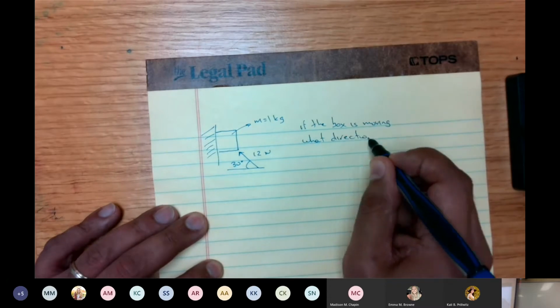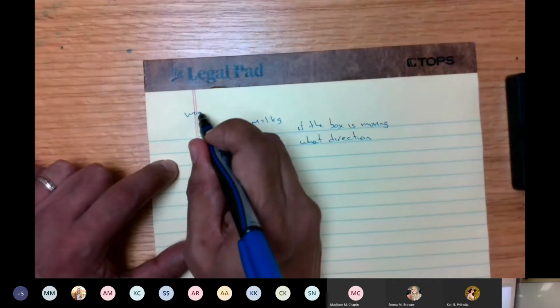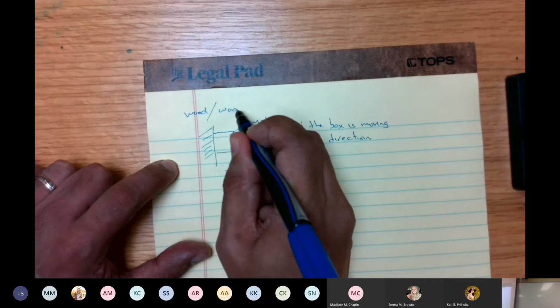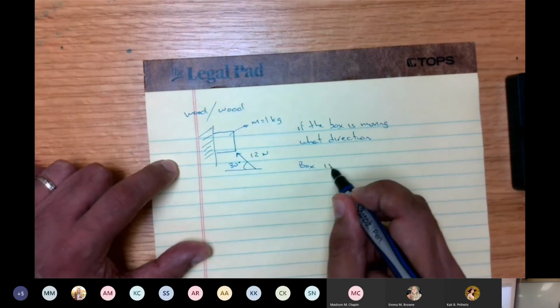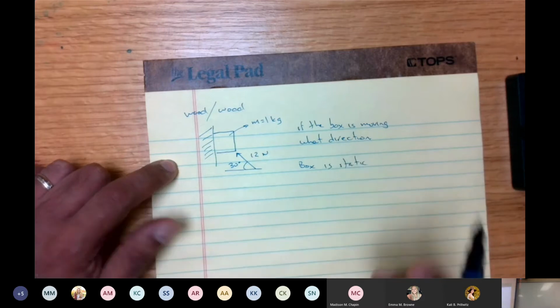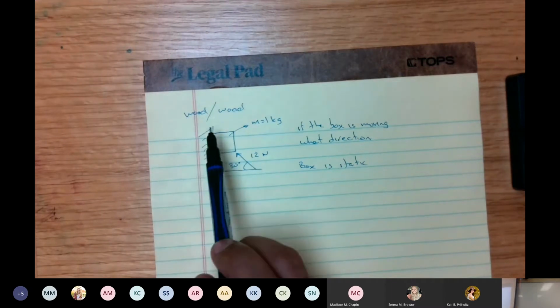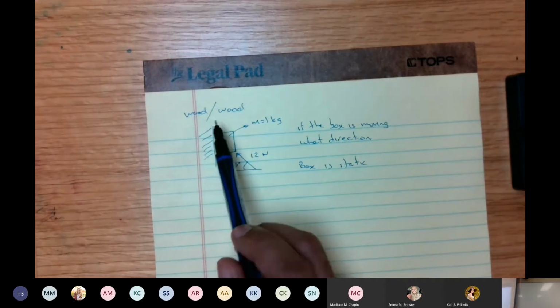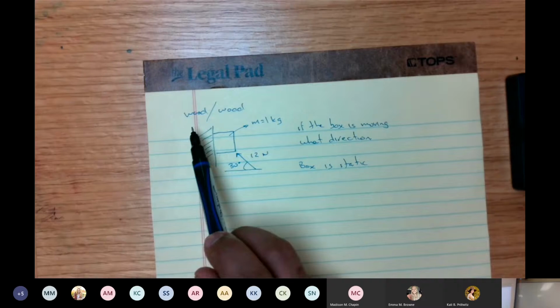And we know that we have wood on the wall and we have wood on the box, and we also know that the box is static. And I think those are the pieces of information that we need right now. Now, the reason that they give you the material, wood and wood, is because you can then find out the static coefficient of friction. There's a table in your textbook with all these values. I don't remember the page, but I think for wood and wood, you have a static coefficient of 0.5.